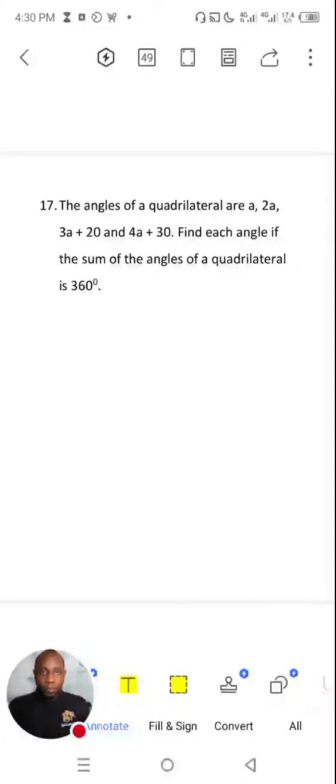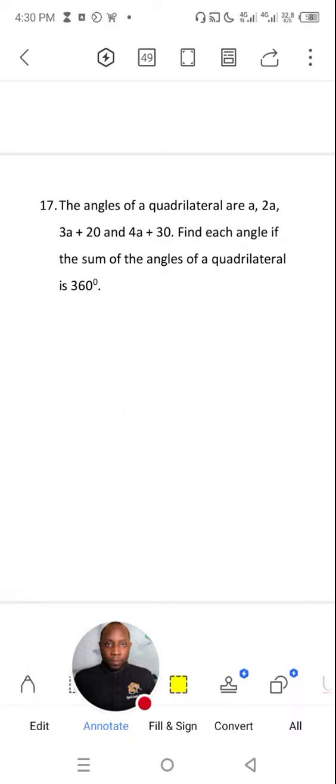All right. Let's solve this question. What we have on the screen here is the angles. The angles of a quadrilateral are A, 2A, 3A plus 20, and 4A plus 30. Find each angle if the sum of the angles of the quadrilateral is 360 degrees.